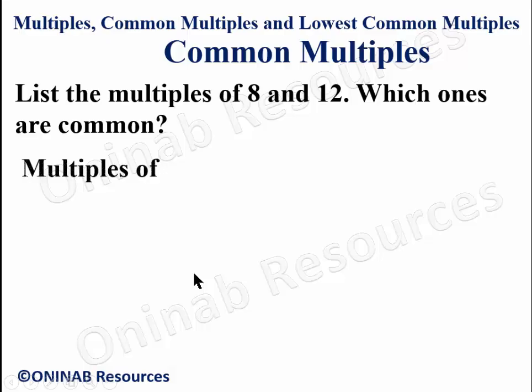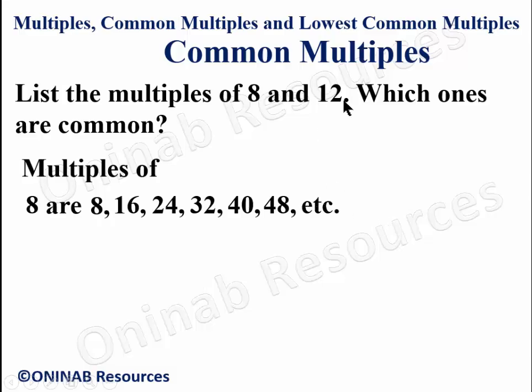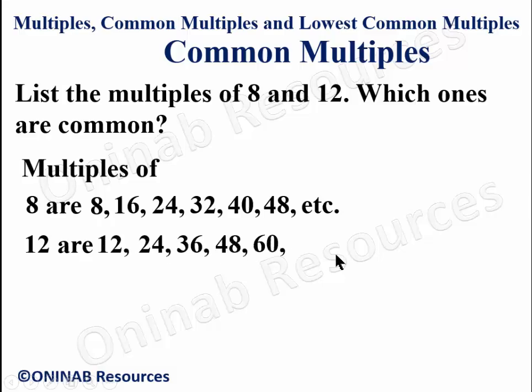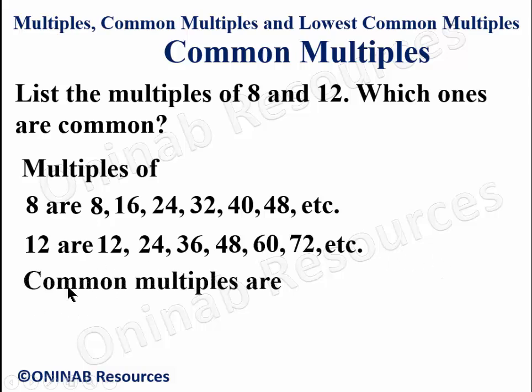So we start with the multiples of 8, which are 8, 16, 24, 32, 40, 48, etc. And then the multiples of 12 are 12, 24, 36, 48, 60, 72, etc. So we now look at their common multiples, which are, we have 12 here, there's no 12 here, 16, no, 24, we have 24 here, 48, etc.